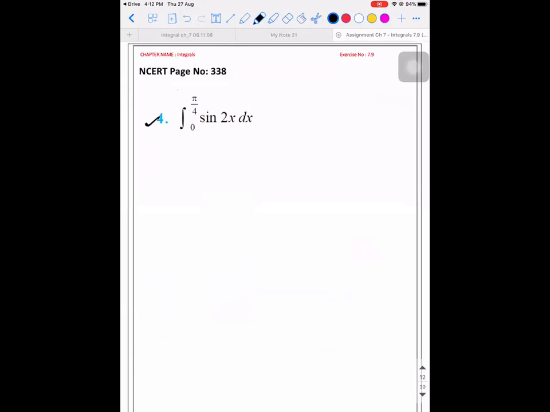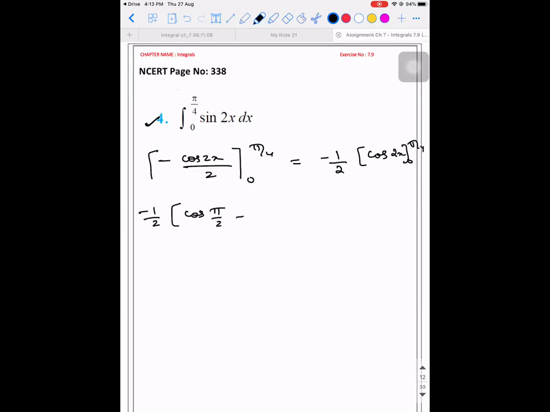Integral of sine 2x is minus cos 2x divided by 2 between 0 to pi by 4, minus 1 by 2 into cos 2x between 0 to pi by 4. So minus 1 by 2 into cos pi by 2 minus cos 0. So what is cos pi by 2? It's 0, and cos 0 is 1. Minus of minus half is half.